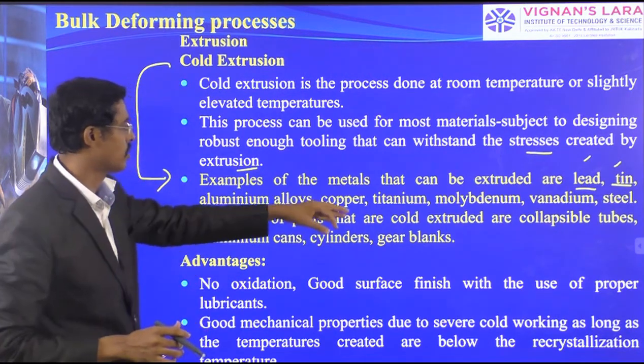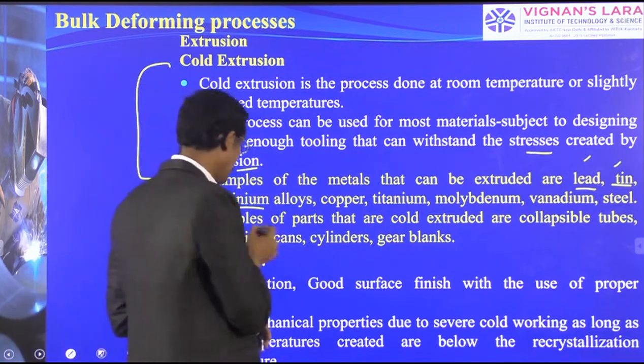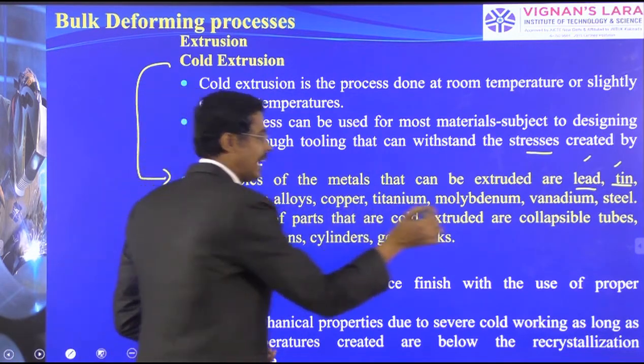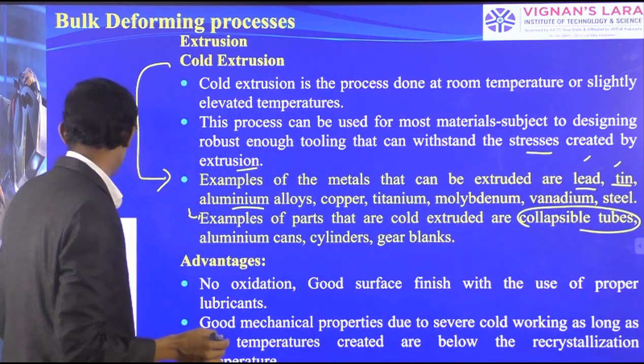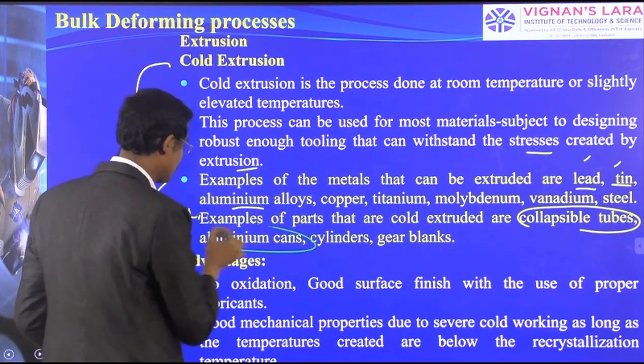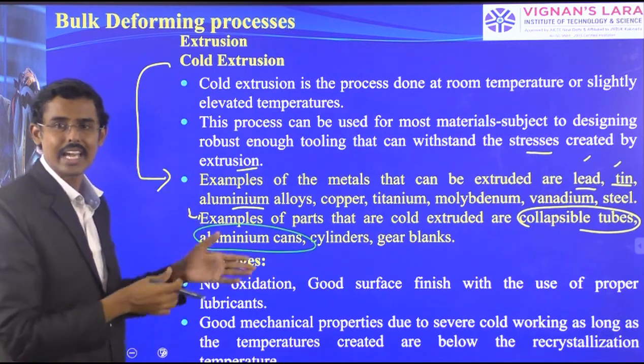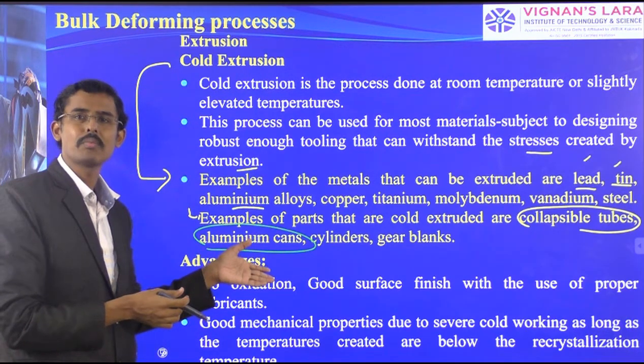Examples of parts that are cold extruded are, what are the examples I am giving? Collapsible tubes, and the aluminum cans, like Pepsi cans, which can be extruded at normal room temperature.